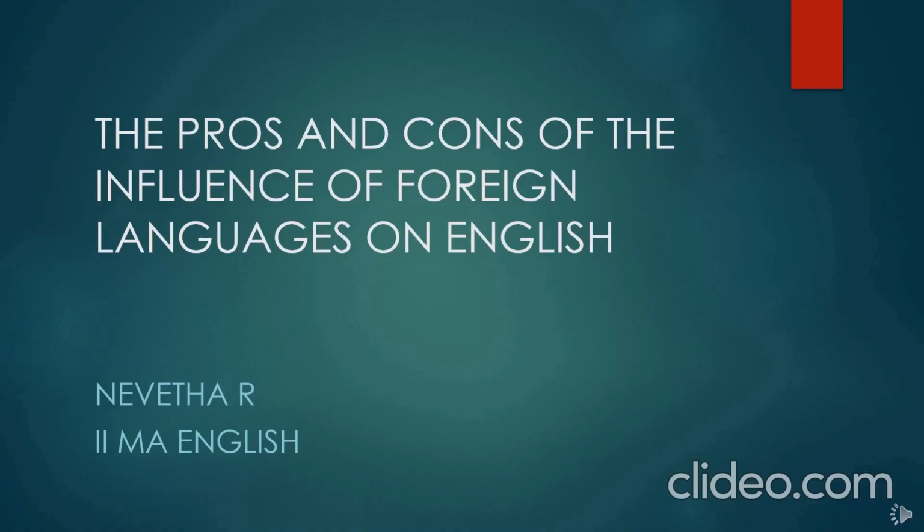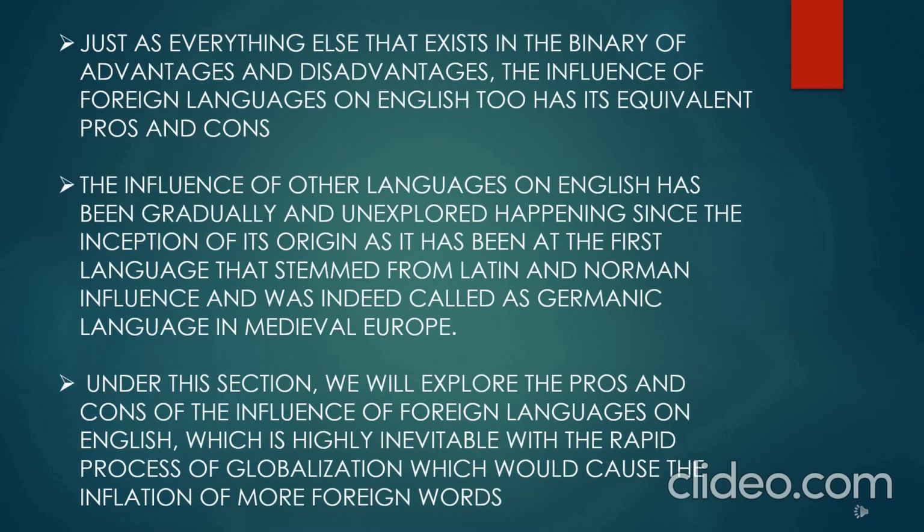Let's look at the pros and cons of the influence of foreign languages on English. Just as everything else that exists in the binary of advantages and disadvantages, the influence of foreign languages on English too has its equivalent pros and cons. The influence of other languages on English has been gradually and unexplored happening since the inception of its origin, as it was at first a language that stemmed from Latin and Norman influence and was indeed called a Germanic language in medieval Europe.